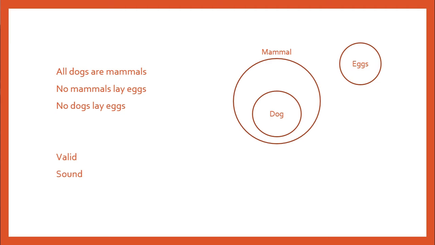And in this case, all of them are true. So dogs are examples of a mammal, and mammals do not lay eggs by definition, and so that automatically makes it impossible for a dog to lay eggs. So this is a sound argument.